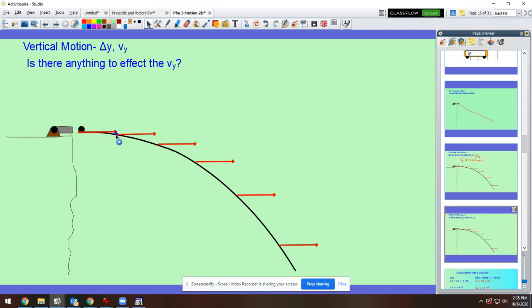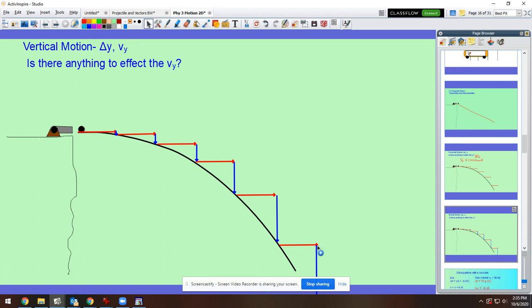Now, in the beginning, that vector is very small. It's not had much time to accelerate downward. But you can see how, as time proceeds, the cannonball gets to accelerate downward and go faster and faster and farther each second downwards because it's accelerating.